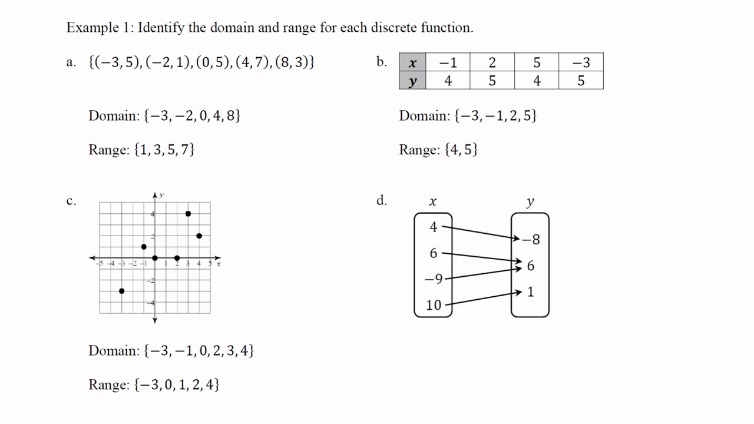And then finally, for a mapping diagram, this is the easiest of all. All you have to do for your domain is write all the values that are listed in the x, and for the range, write down all the values that are listed in the y. Because a mapping diagram also does not repeat values, you don't have to worry about finding values that repeat and writing them only once.